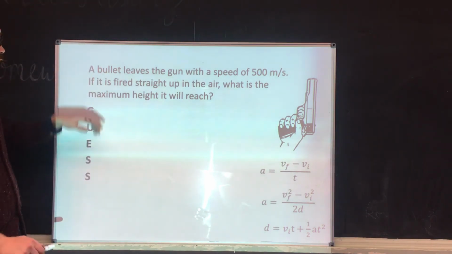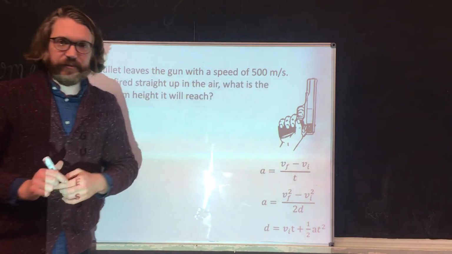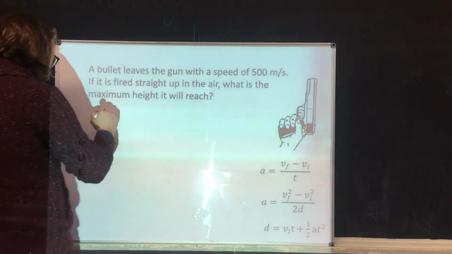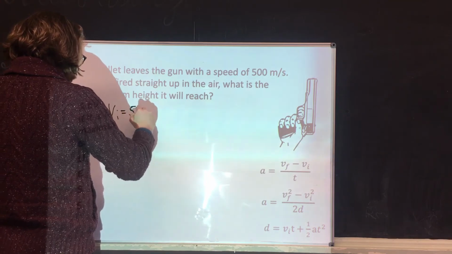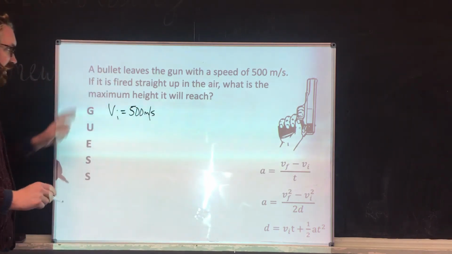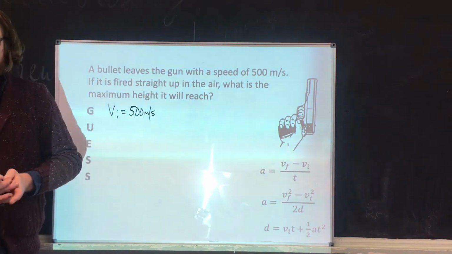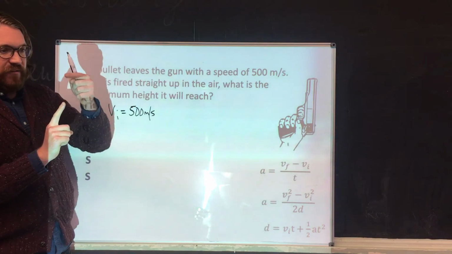So now here, we have a bullet. A bullet leaves a gun with a speed of 500 meters per second, okay? So if you're shooting it, that 500 meters per second is your initial velocity. It's fired straight up into the air. What is the maximum height it will reach? Okay, so we're shooting a bullet in the air. It starts off going 500 meters per second.